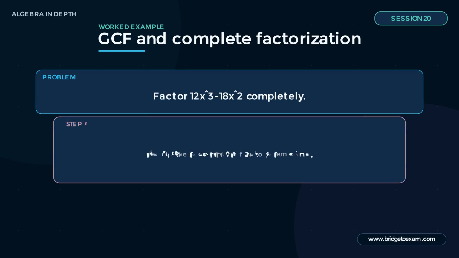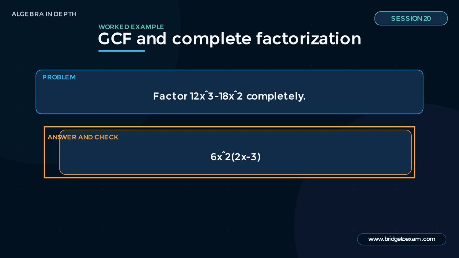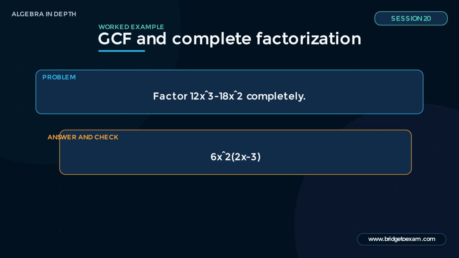Step 2. Divide termwise to get 2x + 3. Step 3. No further common factor remains. The final answer is 6x²(2x + 3). Check that it satisfies the original conditions and carries the correct units.